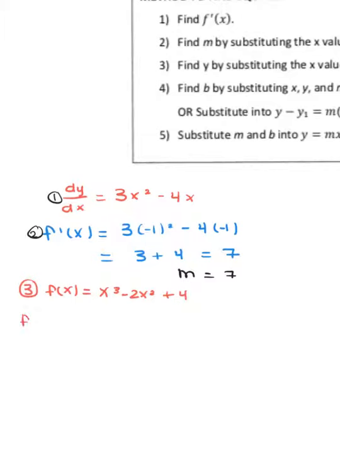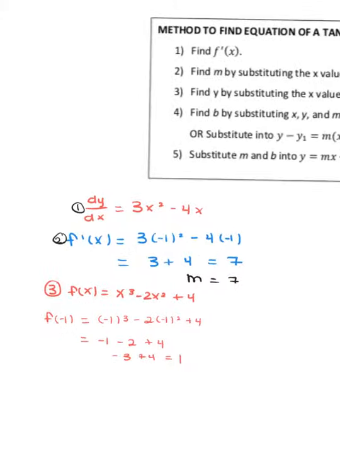So you're going to take f of -1, because that's the x value that they give you. Cube it. -1 minus 2 plus 4. It's going to be -3 plus 4, which is equal to 1. So I'm finding the equation of my tangent line.